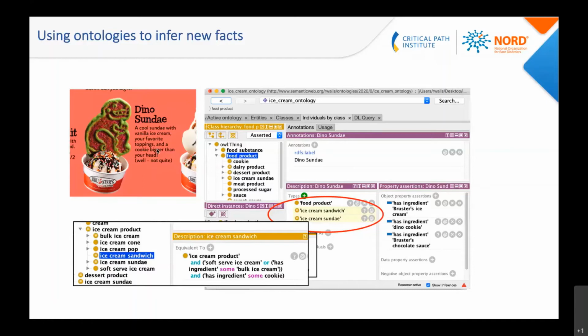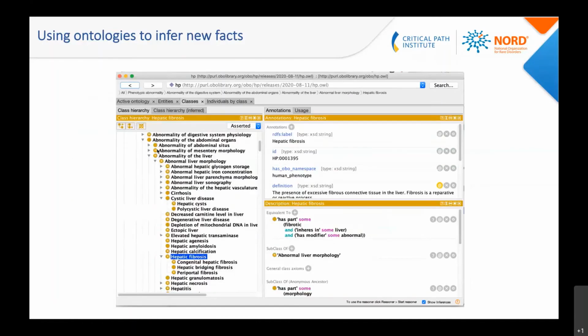What about in the real world of rare diseases and disorders? This is already being done in many different ontologies in the biomedical community. I'm showing a brief example here from the Human Phenotype Ontology, which has defined a class called hepatic fibrosis as having a part some fibrotic that adheres in some liver and has modifier some abnormal. Because of that definition, the Human Phenotype Ontology and a reasoner can automatically infer that hepatic fibrosis is a subclass of abnormal liver morphology. You heard me say that sentence, and there are lots of words in there, like adheres and modifier some abnormal, that nobody, except an ontologist, would ever actually use in day-to-day speech.